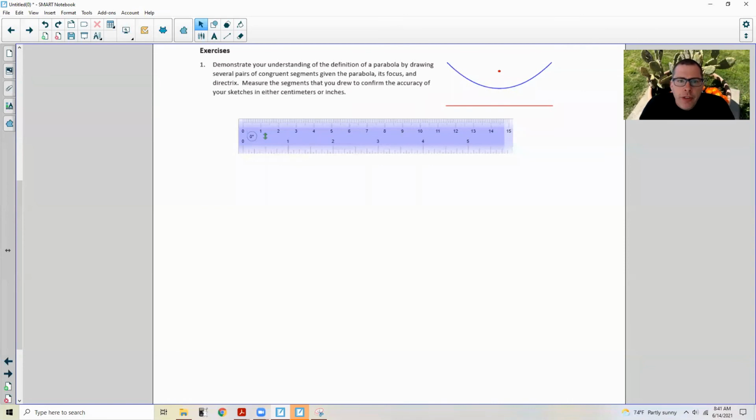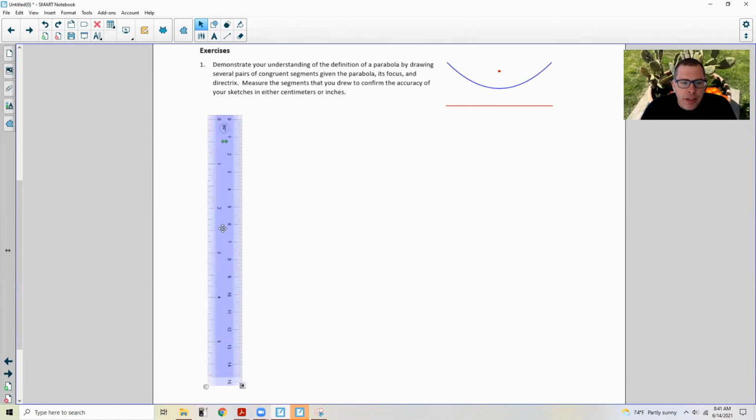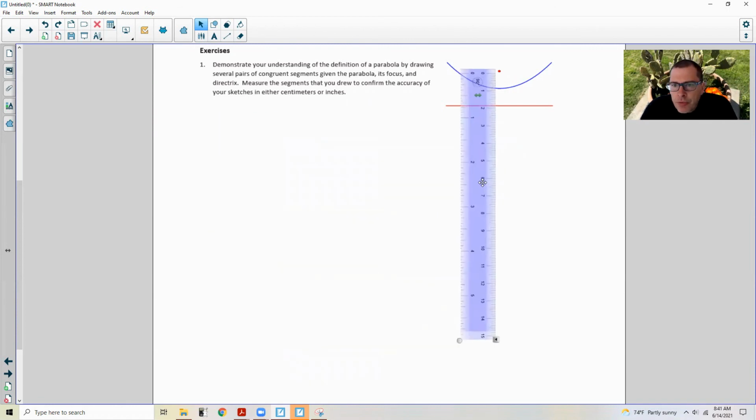Exercise 1 says to demonstrate your understanding of the definition of a parabola by drawing several pairs of congruent segments given the parabola, its focus, and directrix. Measure the segments that you drew to confirm the accuracy of your sketch in either centimeters or inches. I prefer centimeters, so we aren't dealing with decimals or fractions. Let's start off by measuring right here. We're going to try to be really accurate.